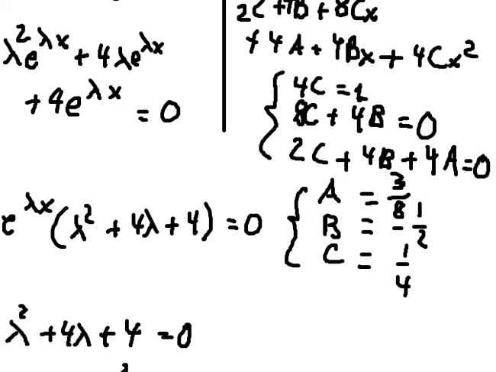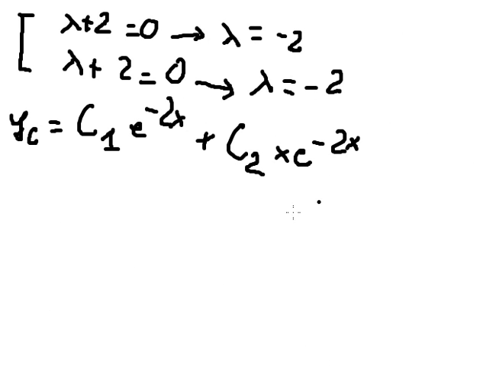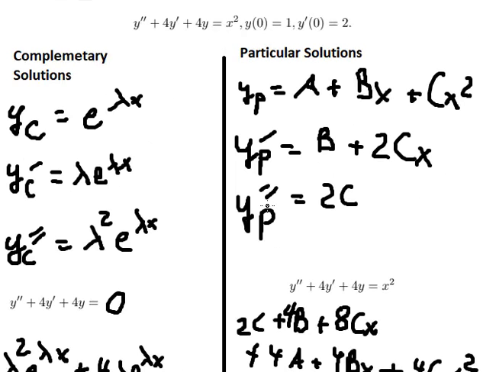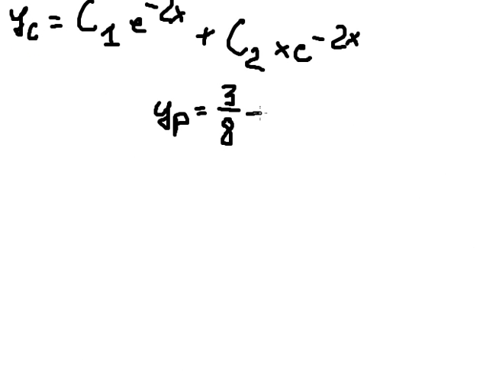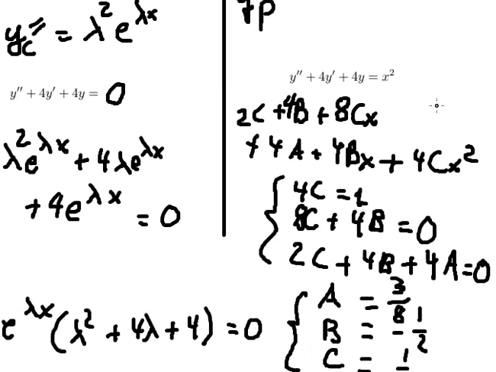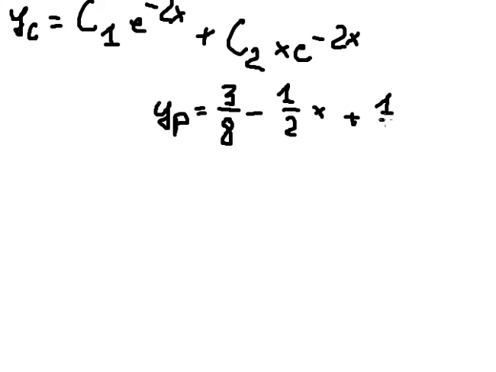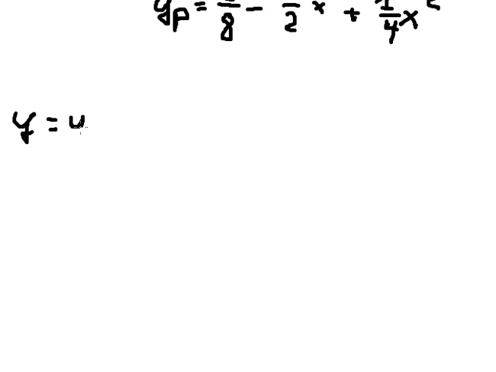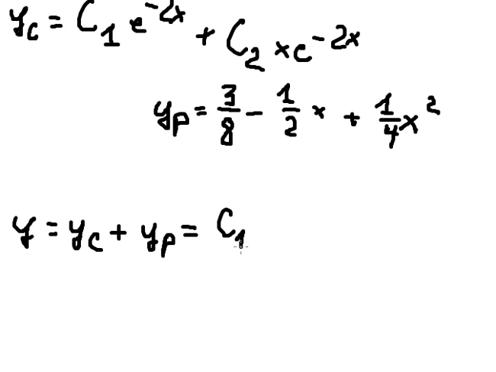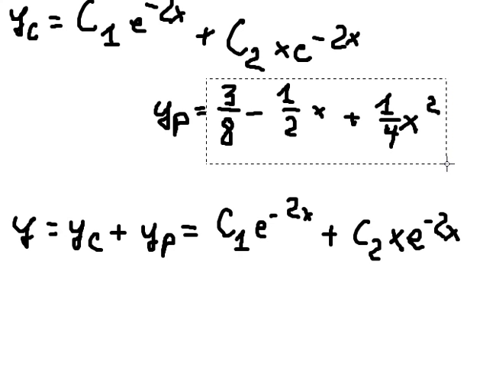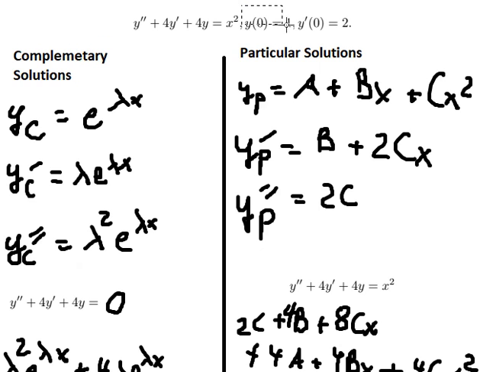After we got all the values in here, we put this one go in here. And that should be about 3 over 8. And this one we have negative 1 over 2. The next one we have 1 over 4. So we have y equals to yc plus yb. Yc we have this one. Yb that we have this one. So we have the conditions in here.